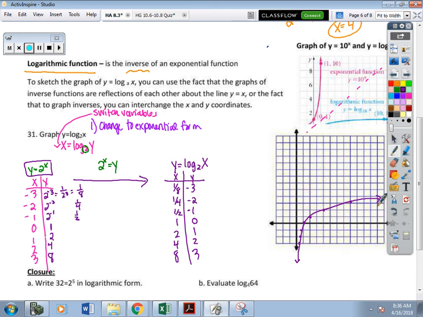Now, if you want to graph the inverse as well, you can, but it didn't ask us to. It just asked us to graph the logarithmic function. So this is the only one you actually need to plot the points. But if you wanted to graph the other one, it would be over here somewhere because it would be reflected about the line y equals x.